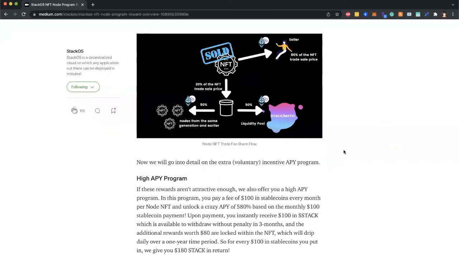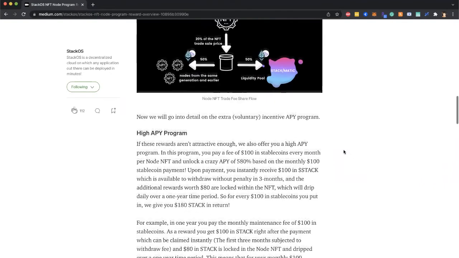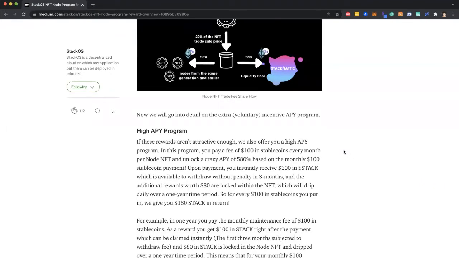So as an extension to this program, we have an optional program which has something called a high APY program. Much like how you have the yield farms and the different kinds of farming activities, this program is designed to increase the buy pressure on the Stack token, hopefully by expecting stablecoin payments at a monthly rate. So as you have a monthly payment happening of $100 each, it's intended to give a good price appreciation to the Stack token.